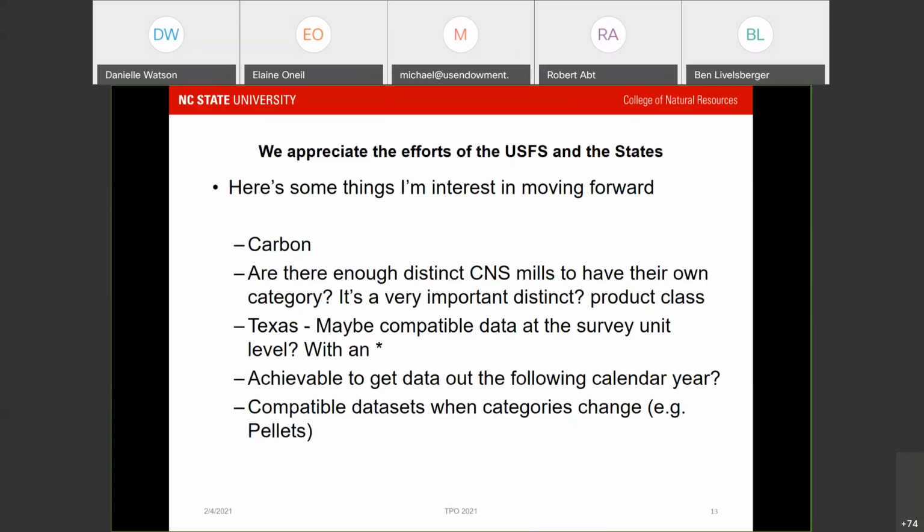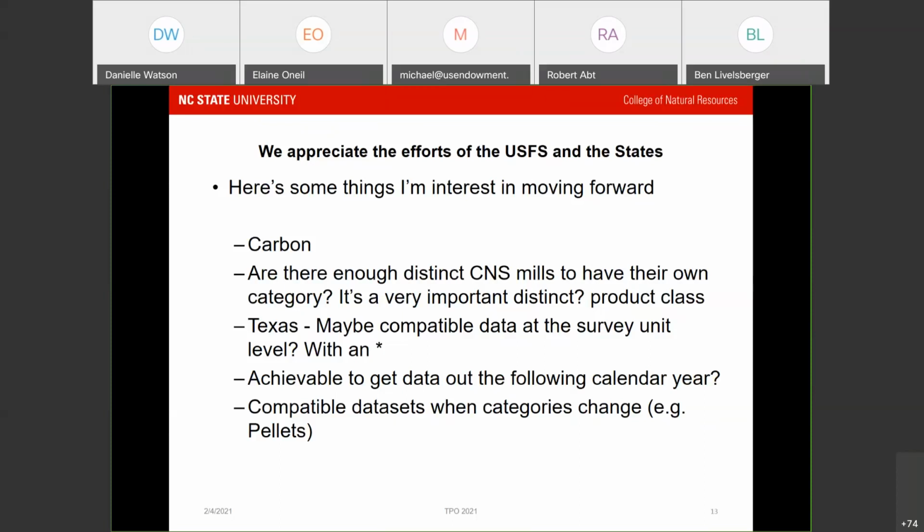So this isn't really a Forest Service problem, but it's a TPO user problem. Texas has its own methodology. They do their own surveys within the state, and they are cooperative. They have strict rules about how you can get access to it. What I've been able to get from them is certainly not county level data, but I can get survey unit level data, and so when a county falls into one of those survey units, I use that data.